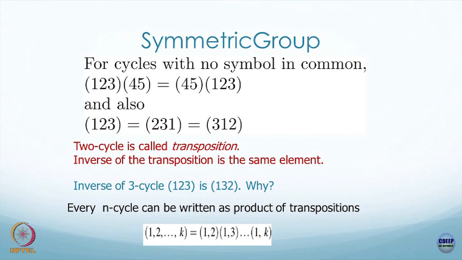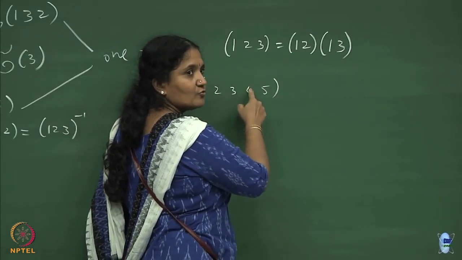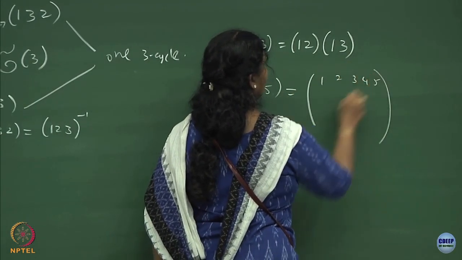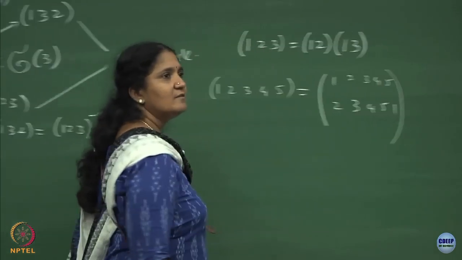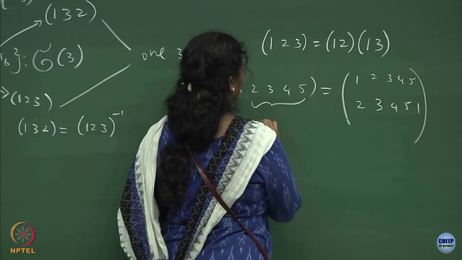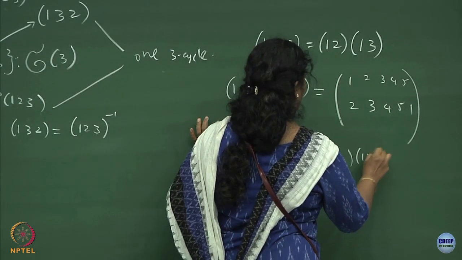Okay. So, this also you saw any n cycle, whenever you have a 3 cycle, 1, 2, 3 can be written as a product of transposition. Okay. So, any k cycle, you can write it as a product of transposition. So, what is the meaning of this? So, 1 goes to 2, 2 goes to 3, 3 goes to 4, 4 goes to 5, 5 goes to 1. So, if you write this in the element fashion, 1, 2, 3, 4, 5. Okay. So, this is the meaning of the cycle structure, and you can rewrite this. So, this is a 5 cycle, you can rewrite this as 1, 2, 1, 3, 1, 4, 1, 5.